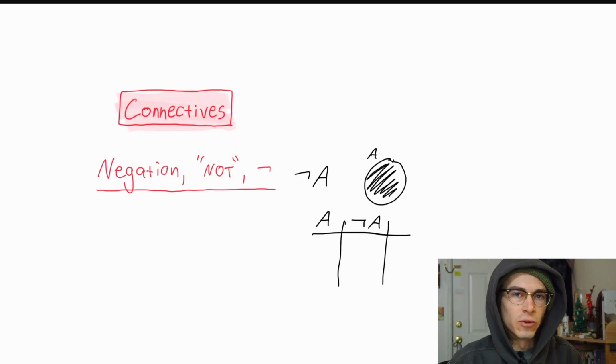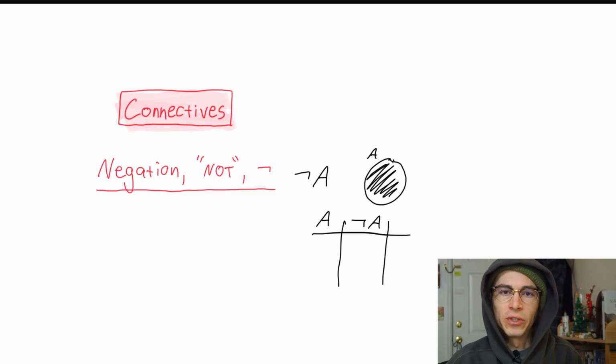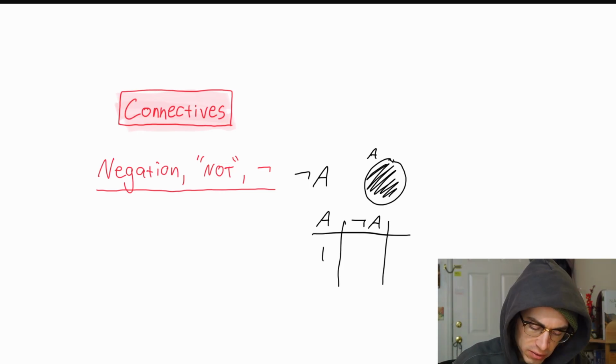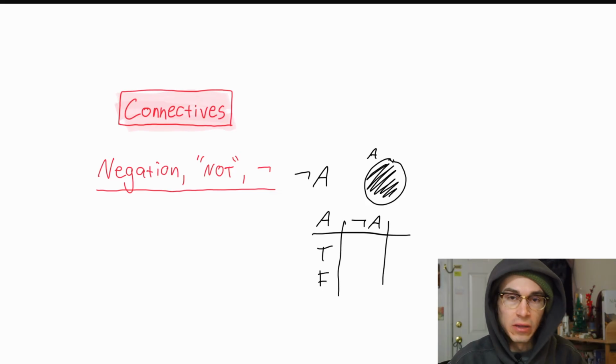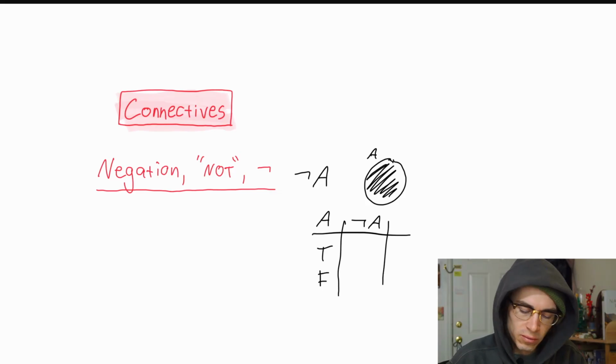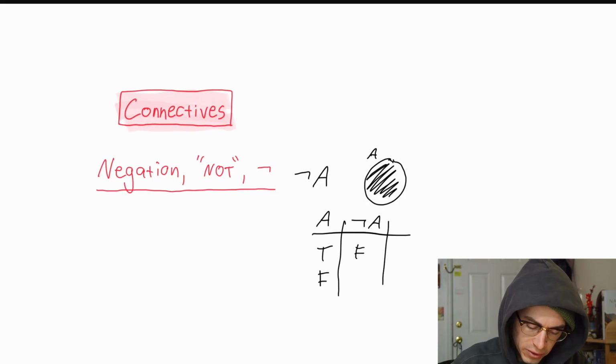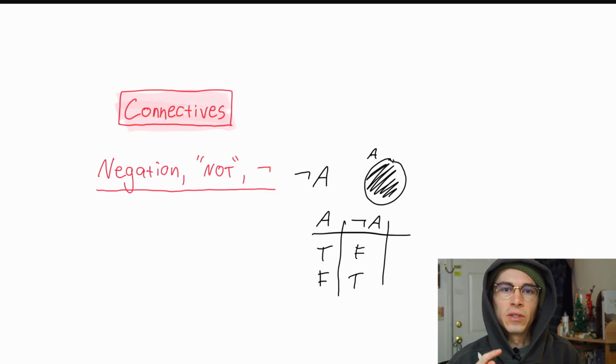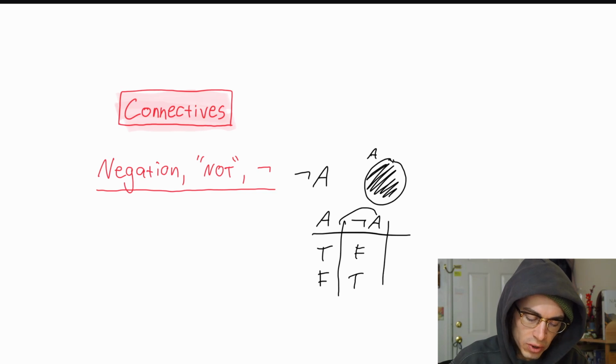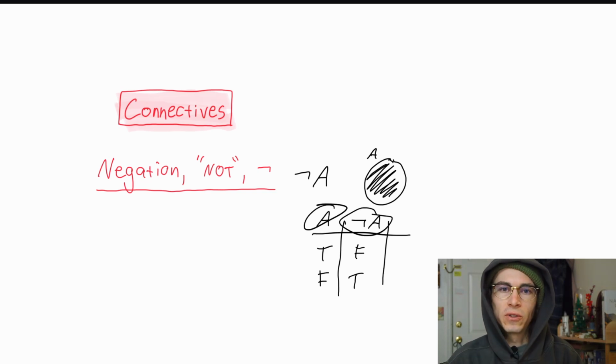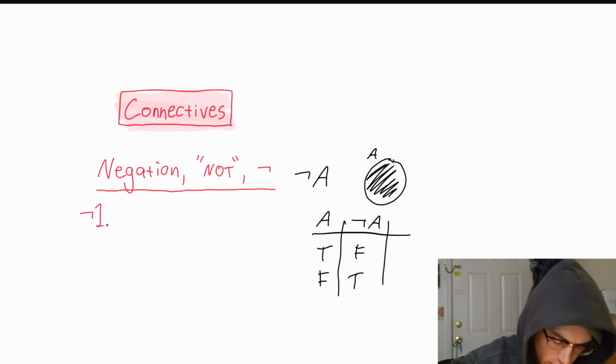In this case, we're only dealing with one proposition, A, and A, we know, must be either true or false. Not A is false when A is true, and true when A is false. So this truth table shows us the relationship between two different statements. I'll just call this not one.